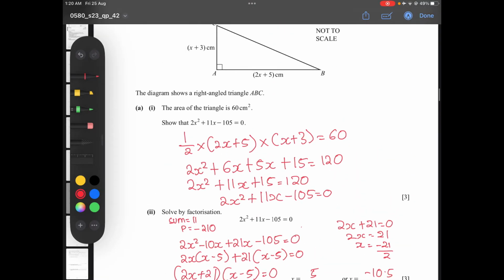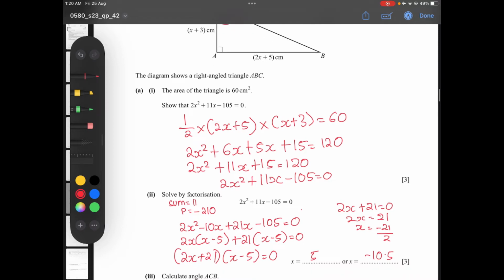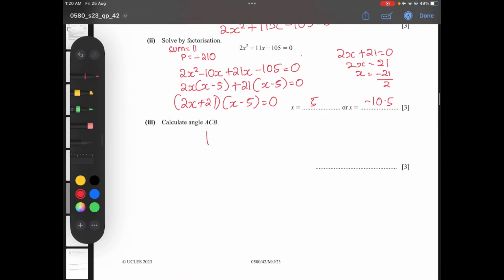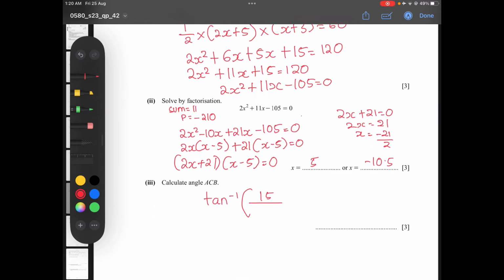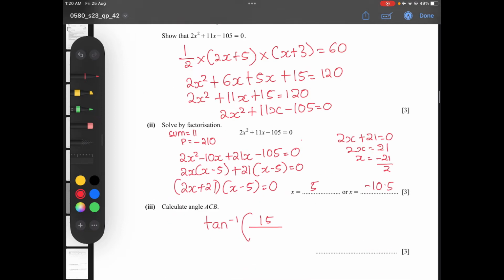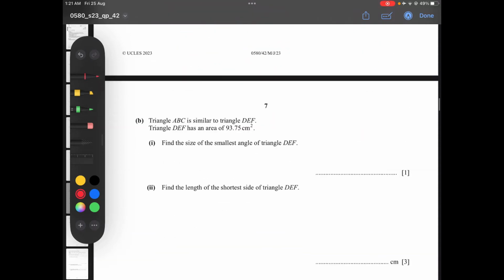Calculate angle ACB. We are asked to calculate this angle. Opposite, so we use a tan ratio, opposite over adjacent. Tan inverse, and since we're not in the negative value, 2 into 5 is 10, plus 5 is 15, and 3 plus 5 is 8, so 15 over 8. So tan inverse 15 over 8 would give us 61.9. So that's going to be the answer for this one.